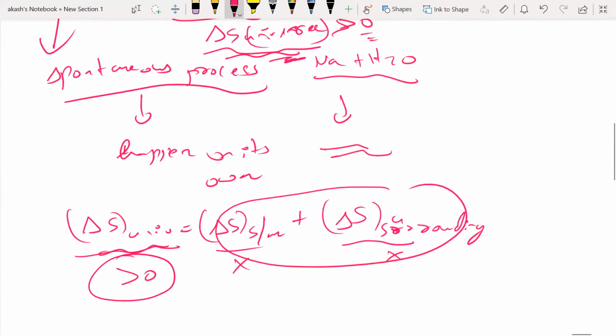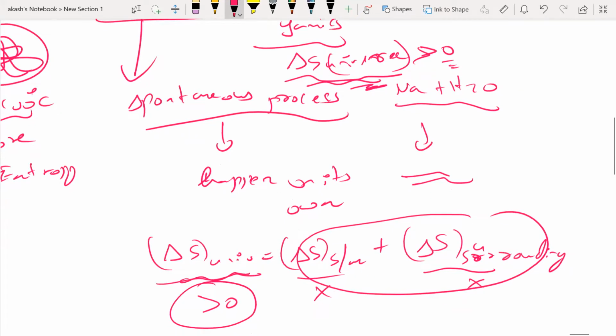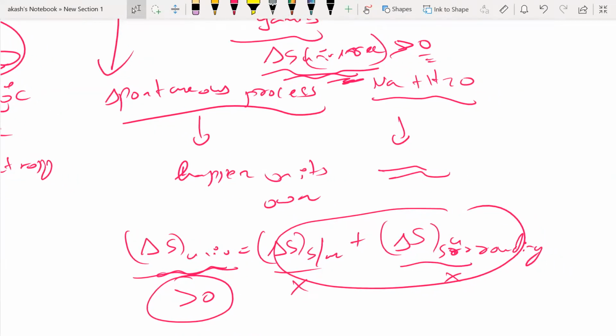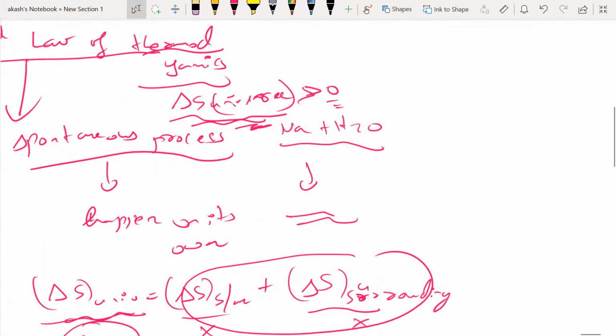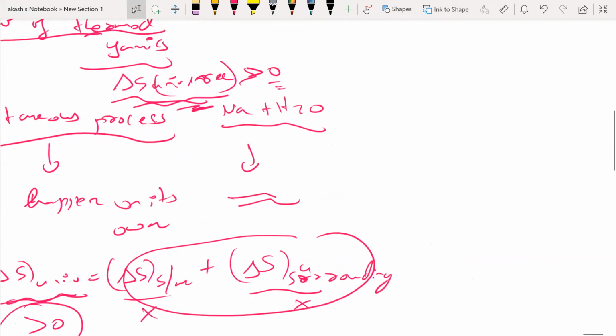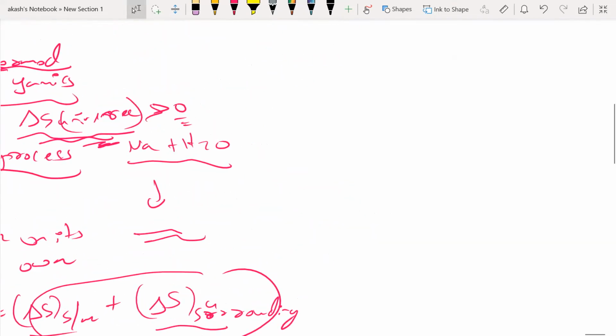Okay, let us take some example for us to understand what exactly is happening here. How is it that for a spontaneous process, we are going to have delta S universe greater than 0? But before we move on to the proof of how exactly this is happening, I want to introduce another thermodynamic term to you, and that is enthalpy.